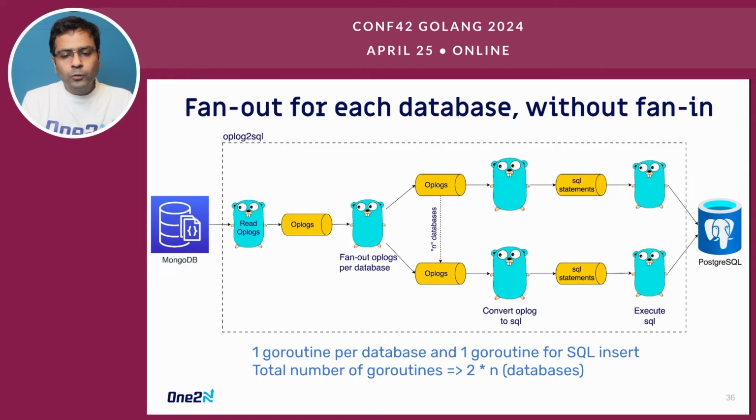The total number of go routines that we'll end up having is 2n, plus obviously the two go routines that we have, one for reading the oplog and one for orchestrating the fan out. But basically, if we have n databases, we're typically going to have twice the number of go routines.